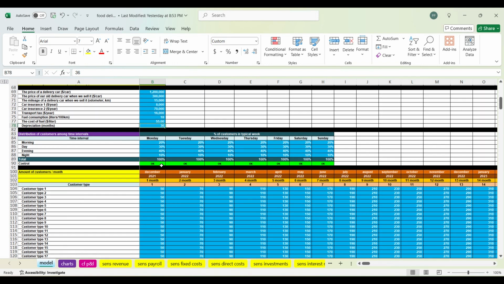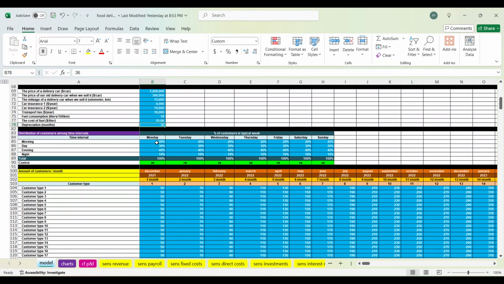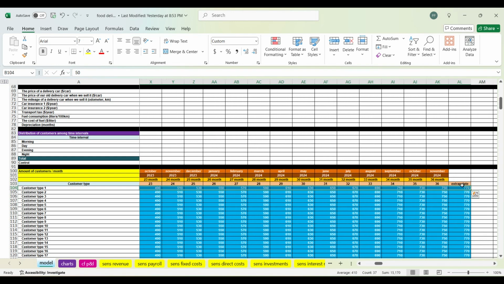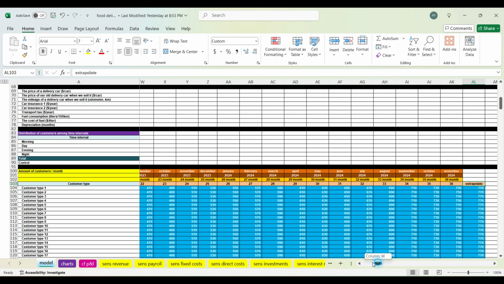Then we are taking 100% of customers of one single day and allocate these customers across time intervals for each day inside the typical week. Totals must be 100%. Then we have the sales plan. This is the first month of operating activity, and here we are setting up the amount of customers per month for the first 36 months of operating activity. And then 37th month, we are going to extrapolate.